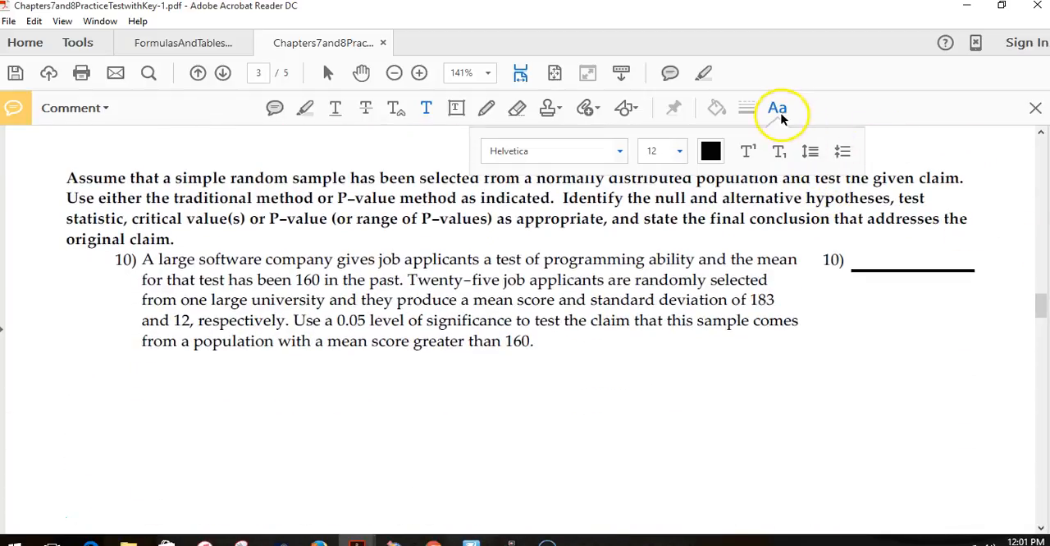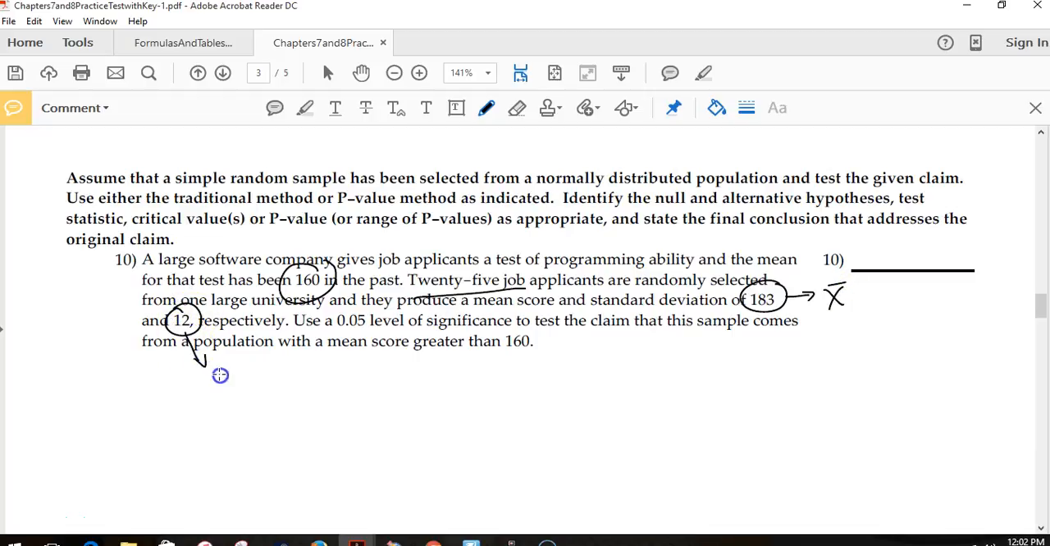Number 2, a simple random sample, use either method. A large software company gives job applicants a test of programming ability, and the mean for the test in the past has been 160. 25 job applicants are randomly selected. They produce a mean score of 183, so that's x bar, and a standard deviation of 12, that's s. Use a 0.05 significance level to test the claim, so that's where you start to pay attention, that this sample comes from a population with a mean score greater than 160.